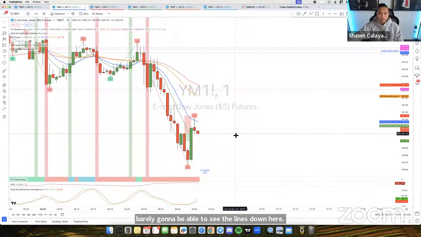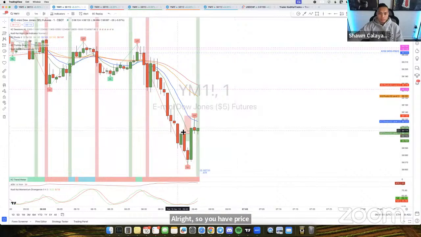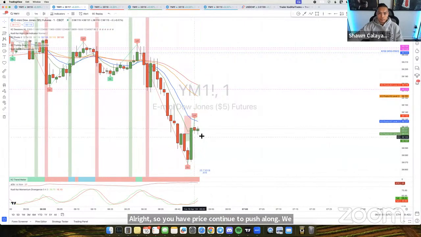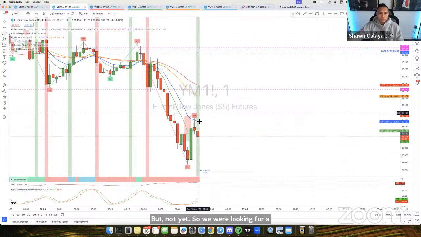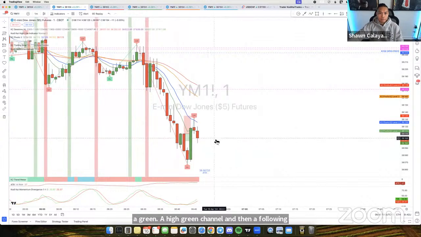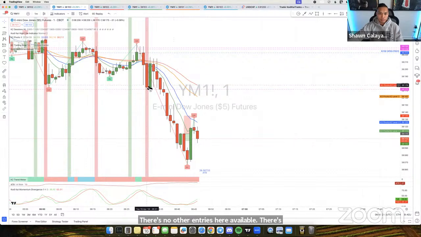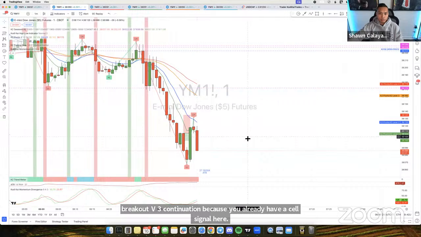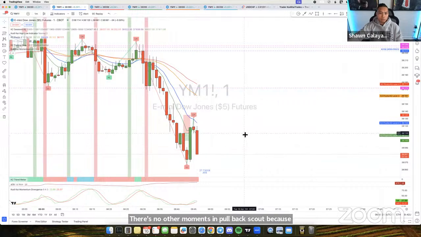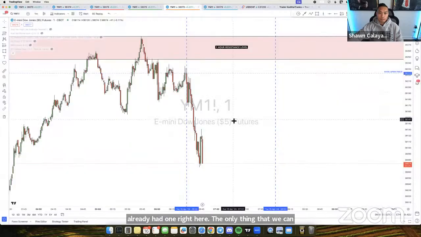All right, so we got price continuing to push along. We don't have a CD entry here. It's looking like it might have set up there, or it could have set up, but not yet. So we were looking for a high green candle, and then a following red candle that was smaller, but we just didn't have that there yet. There's no other entries here available. There's no breakout V3 continuation because we already have a sell signal here. There's no other momentum pullback scalp because we already had one right here. The only thing that we can possibly look for would be a CB entry. And that'd be the key thing to focus on here.